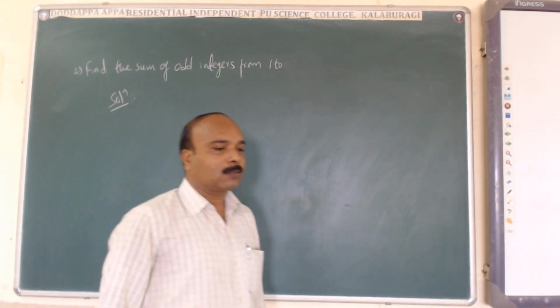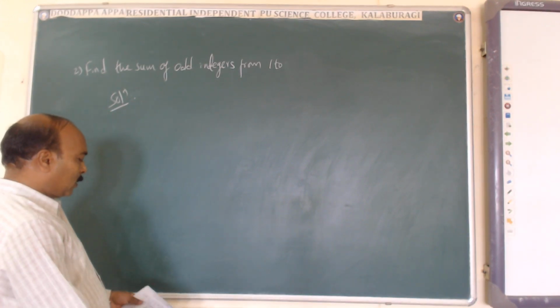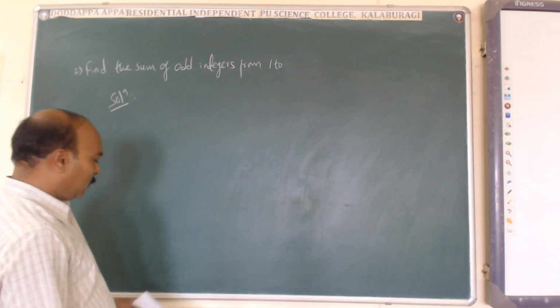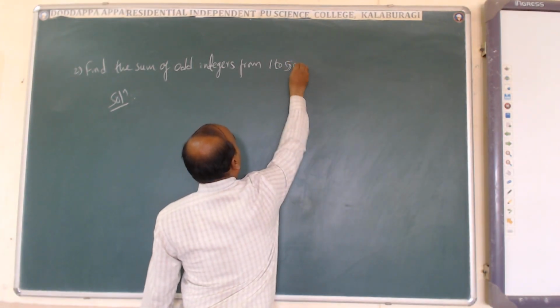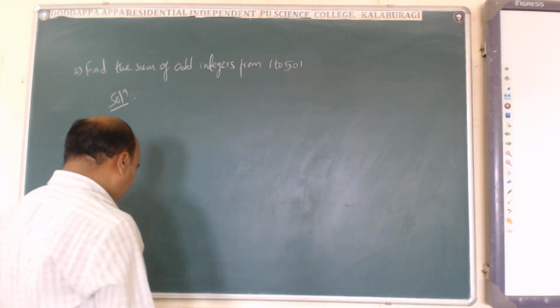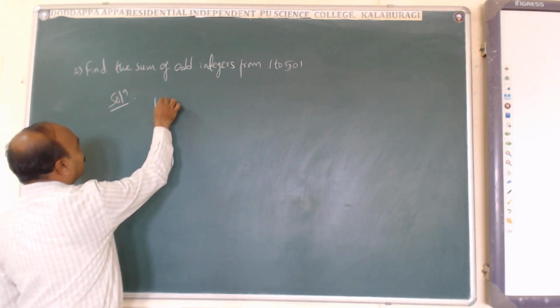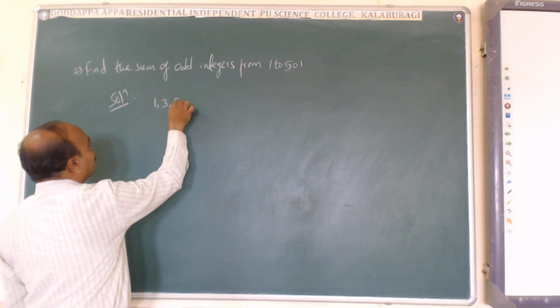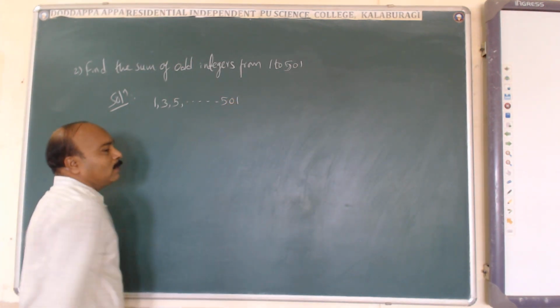Now we discuss another similar example: find the sum of all odd integers from 1 to 501. It is similar to the last question. Here also we first consider all odd integers. The required integers are 1, 3, 5 and so on, the last number is 501.